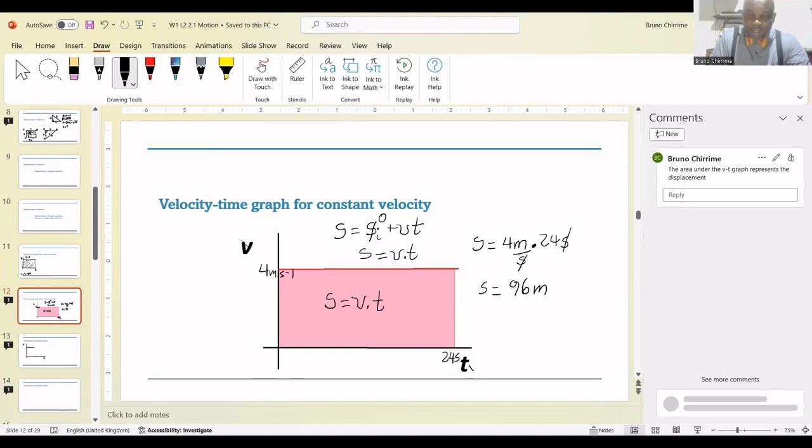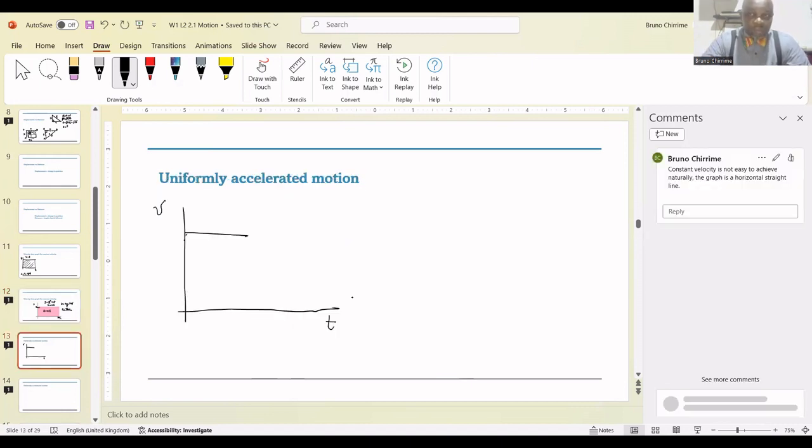Now, what else can we say about a VT graph? Well, this will help us to transition to the uniformly accelerated motion. Now, we are bringing in a new word: uniformly accelerated motion. You can see that uniformly continues to mean a straight line. But now there is something strange: accelerated motion. What is this accelerated motion?